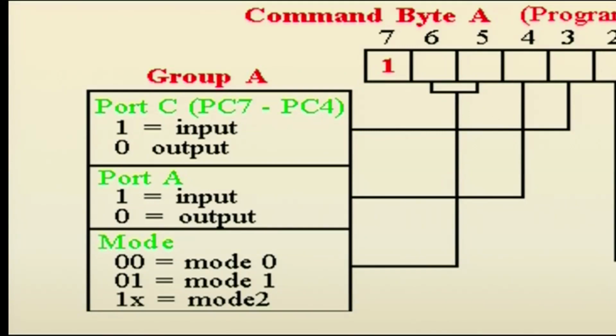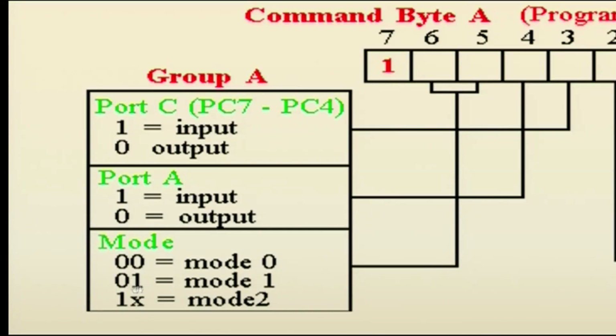In group A, D3 is reserved for port C upper, which is PC4 to PC7. When bit D3 is 1, PC4 to PC7 are used as input. D4 is used for port A. Suppose the D4 value is 0, it means port A is used for the output device. D5 and D6 are reserved for the modes of operation, 2 bits. When the bit positions are 0 0, it will be used for mode 0.